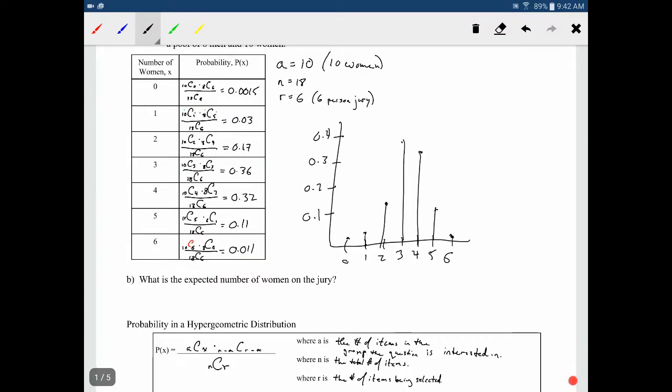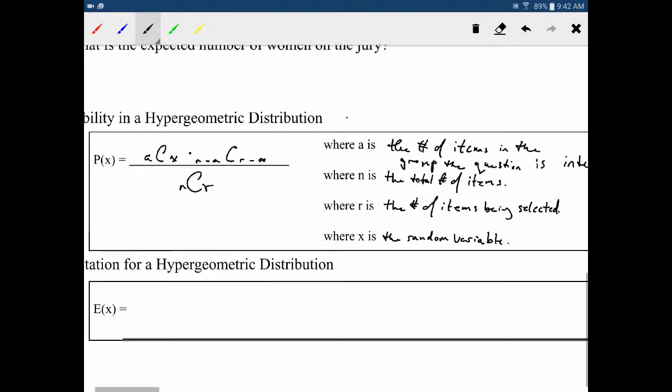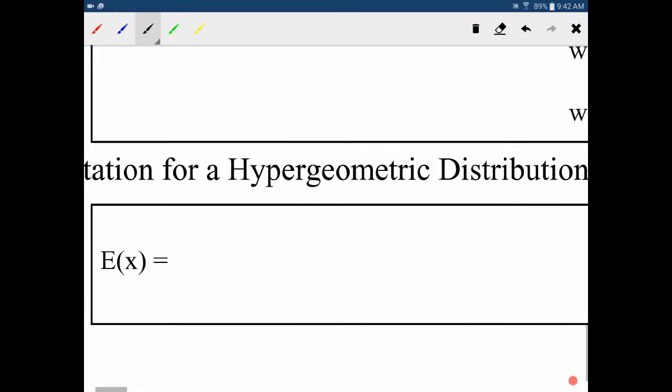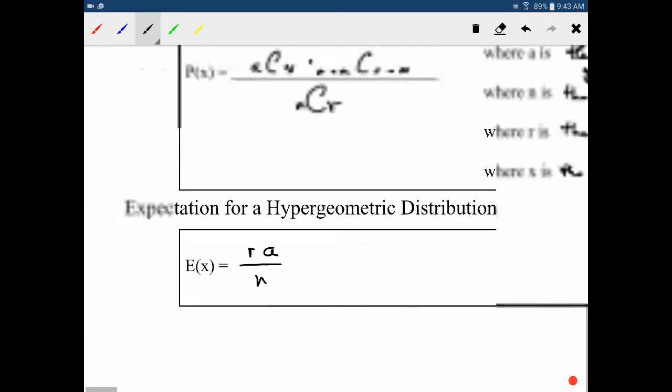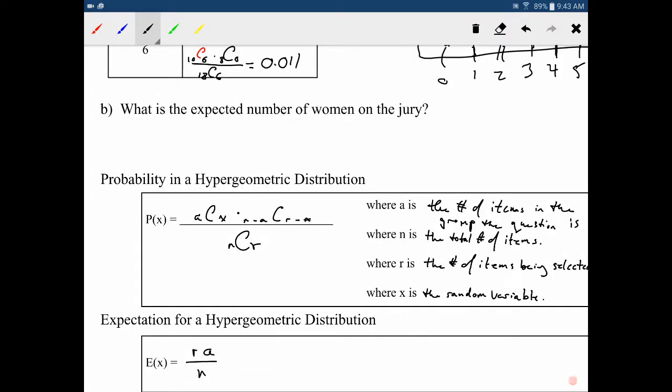So the next question, as usual, is what is the expected number or the expected value? So again, I'm just going to jump down. I'm just going to tell you the formula here because this one's not necessarily obvious. So you're going to do R times A divided by N. Okay? So it's a fairly simple one compared to that probability formula anyway. So we will have E of X is equal to R times A over N.